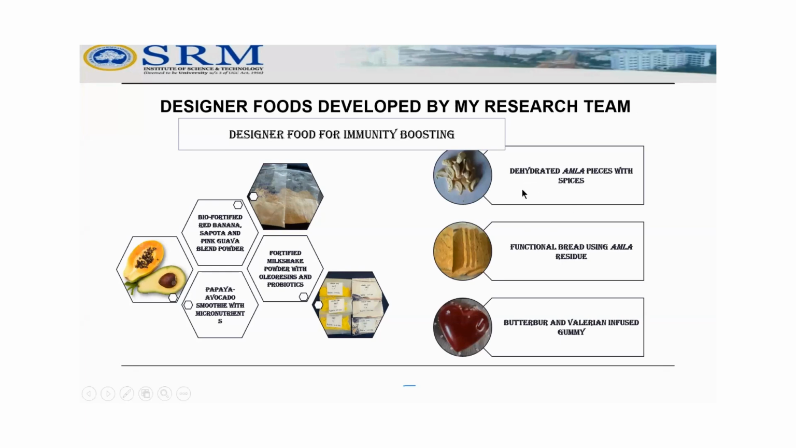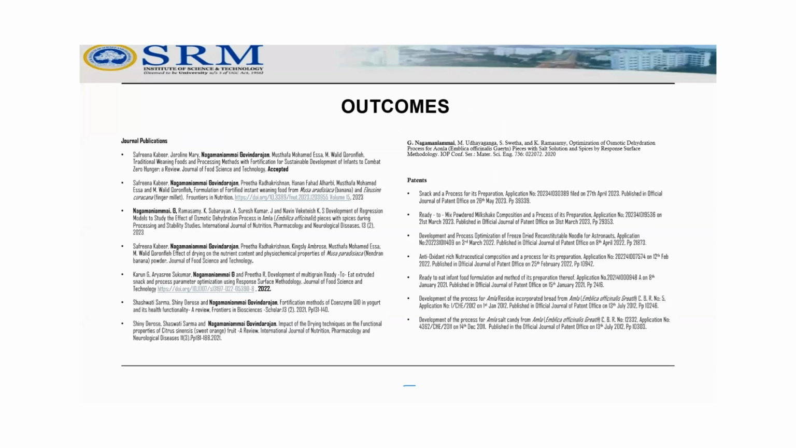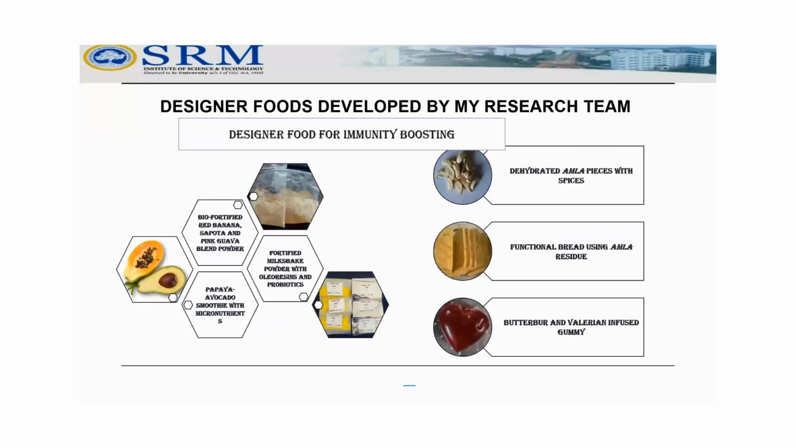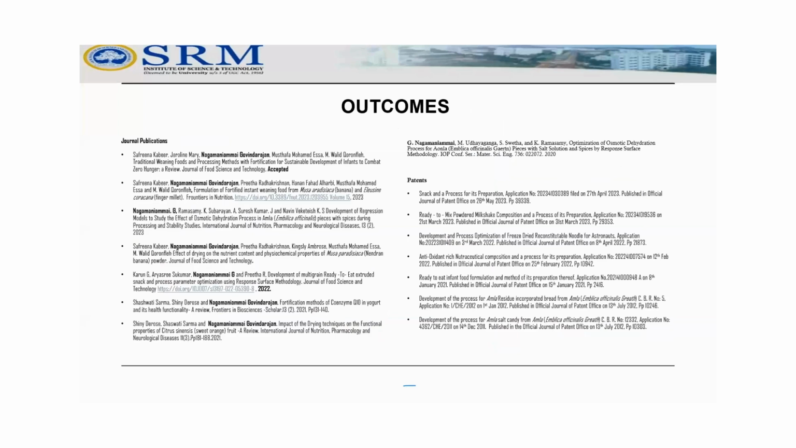These two are the outcome of my PhD work: dehydrated amla pieces with spices, and functional bread using amla residue, a product which will reduce stress and is also intended to address people suffering from migraine. So these are some of the designer foods we have developed so far. Some of the products are filed for patent, and some are in the pipeline. Some papers have been published, and a few are accepted, with others still going on.